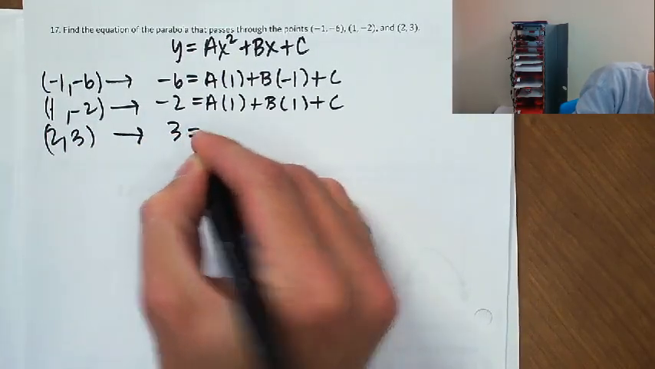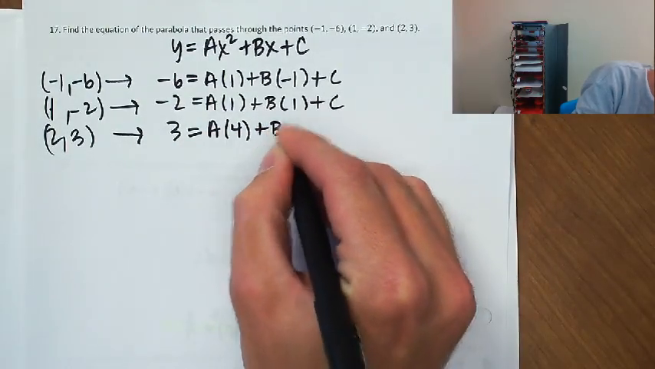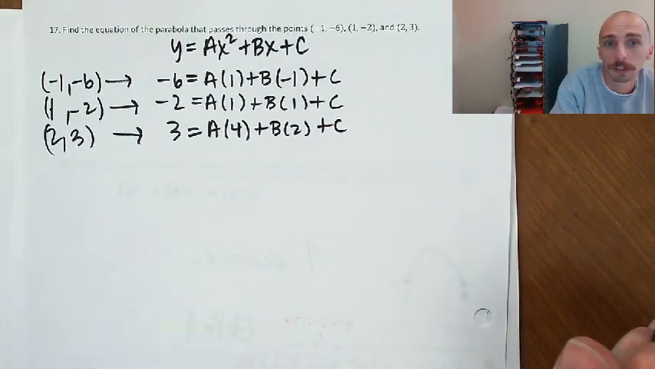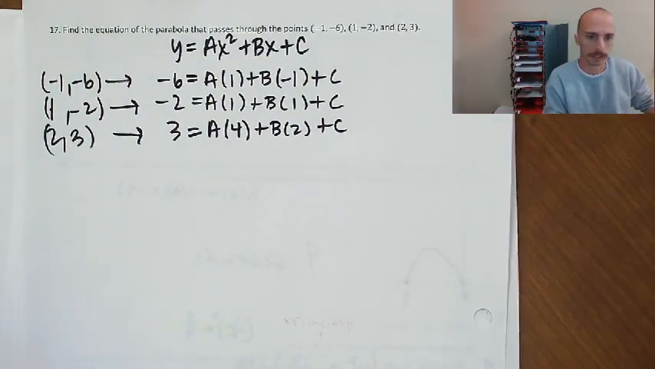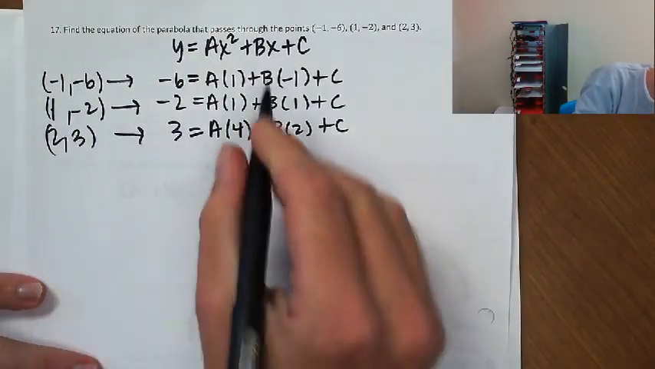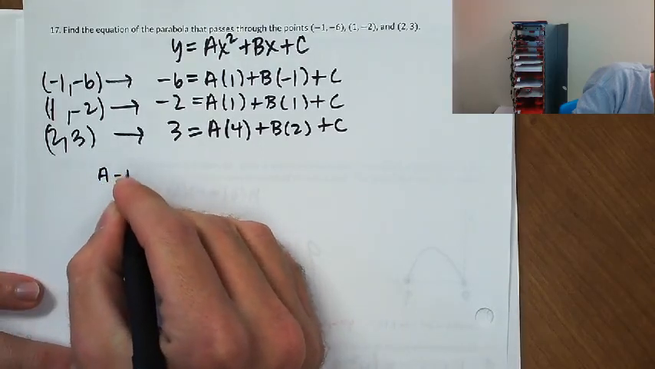Okay, so y is 3, a times x squared, 2 squared is 4, plus b times 2 plus c. I'm thinking I'm going to eliminate on c. I haven't even cleaned these up quite yet, but that's going to be my plan, I think. So I'm going to say, all right, a minus b plus c. That's the first equation.